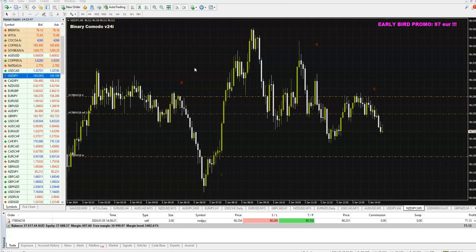To be honest, I didn't start with this system. It is not my system from before, but the system is, let's say, at least 10 or maybe 15 years old, and there were a few versions, and in the last 5-6 years nothing happened. So I decided to renew it, to update it. So I made my own version, binary Comodo V24e, or I in my language, E.